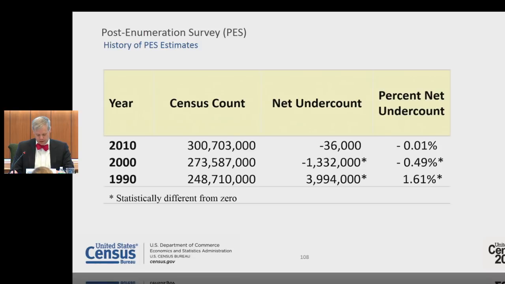In 2000, the census count was 273.6 million. This was an overcount of 1.3 million people. A negative undercount means that the census counts exceeded the actual population size. Duplicates and out-of-scope enumerations contributed to the overall overcount in 2000. In 2010, the net undercount was not statistically different from zero.